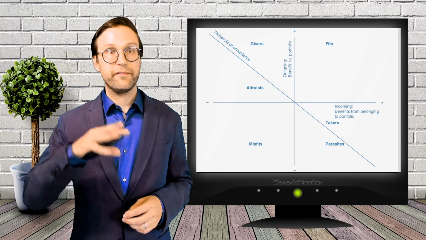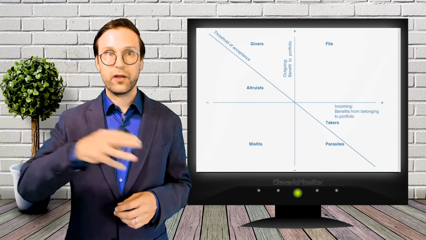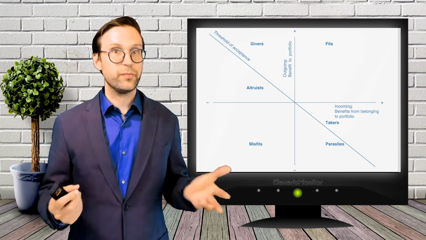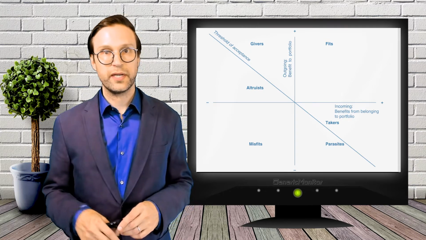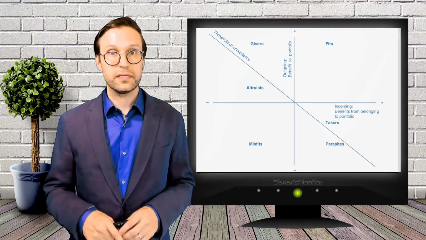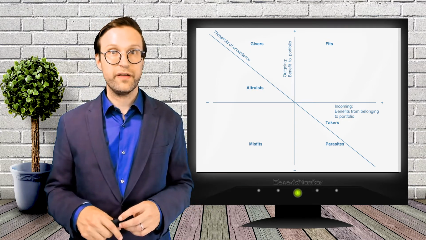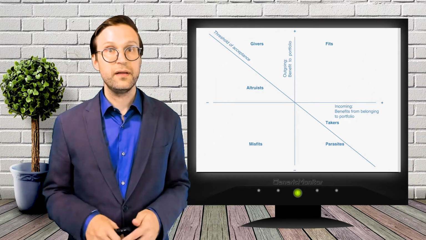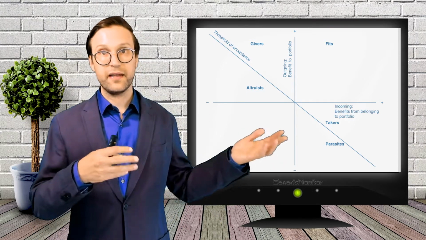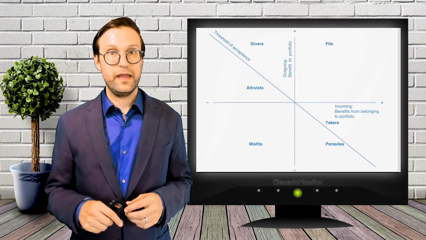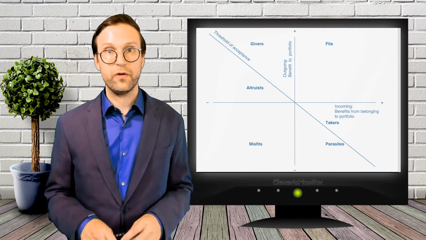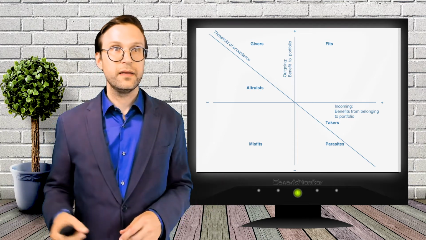There are benefits, net benefits or net costs from belonging to the portfolio. So if a particular product is incurring a cost by virtue of being in that portfolio, they would be on the left side of this axis. If they receive a benefit from being in the portfolio, they would be on the right side.